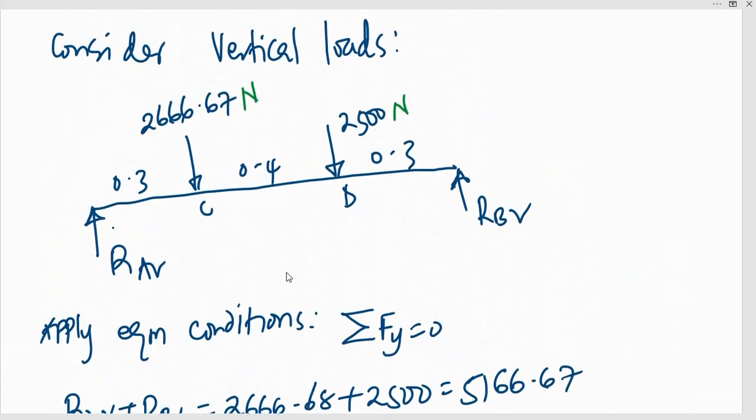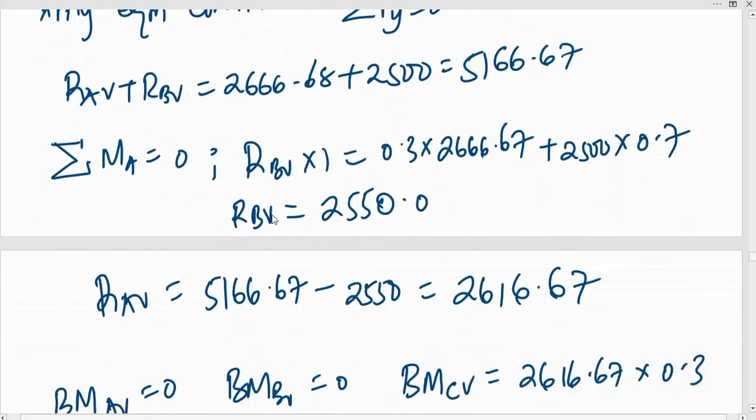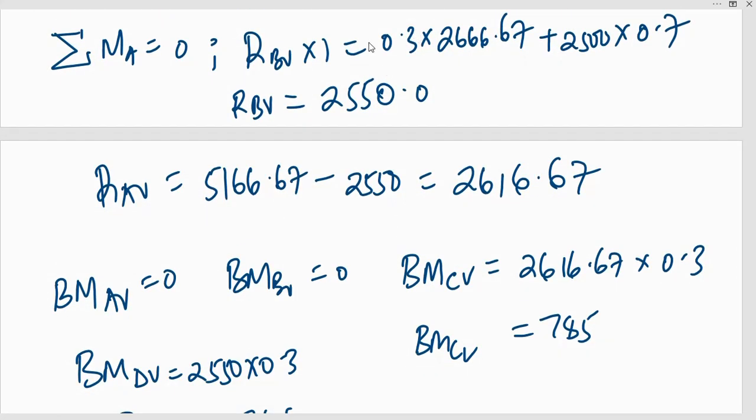RBV. If I take moments about A, it will be RBV times the perpendicular distance, which will be 1 meter, then times 2666.67 times 0.3, plus 2500 times 0.7, 0.3 plus 0.4 giving you 0.7. If I do that, then I will have RBV equal to 2550.0 newtons. Okay, that will be RBV, the reaction at B due to the vertical loads.